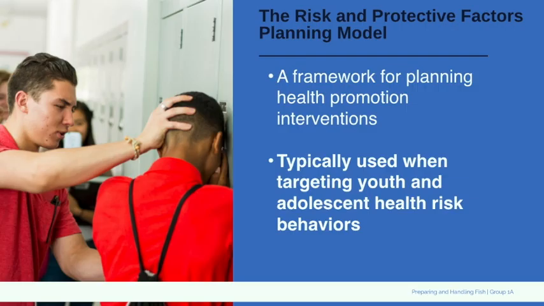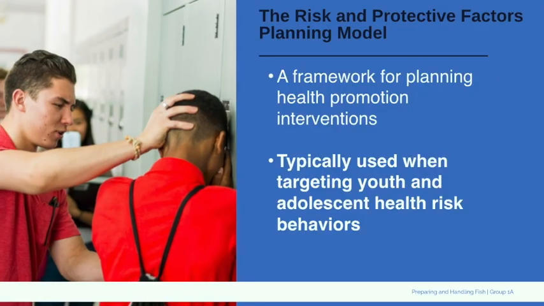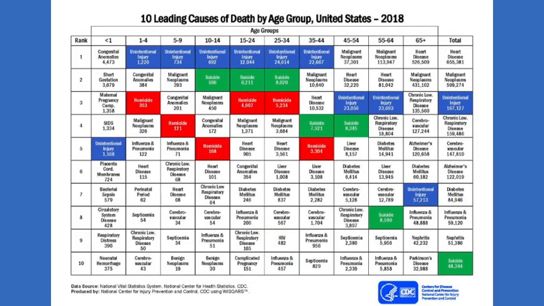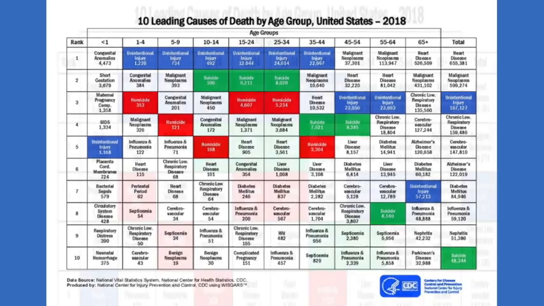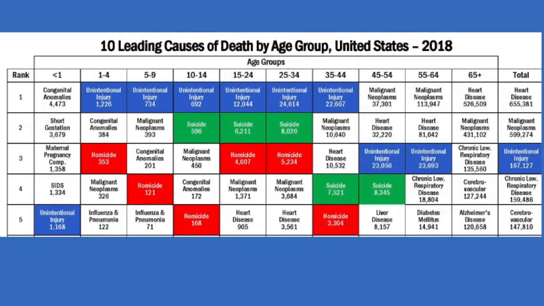Now you may ask yourself, why do youth and adolescents need their own program planning model? Well, let's take a look at the 10 leading causes of death by age group in the U.S. I know it may be hard to see, but let's zoom in to take a closer look at the 5 leading causes of death by age group. What do you see? You can clearly see that people under the age of 45 have significantly different leading causes of death than people 45 and older. People under 45 are significantly more likely to die from unintentional injuries.